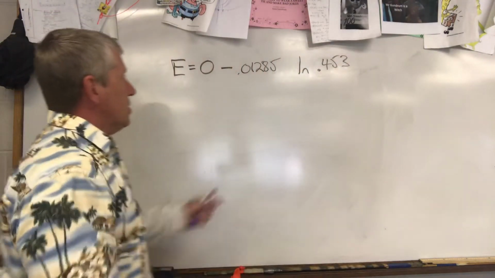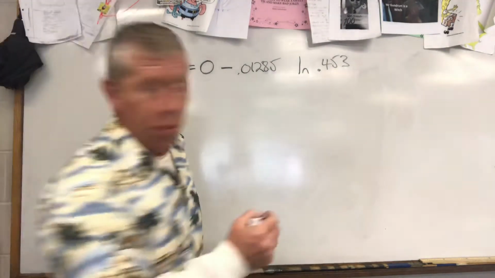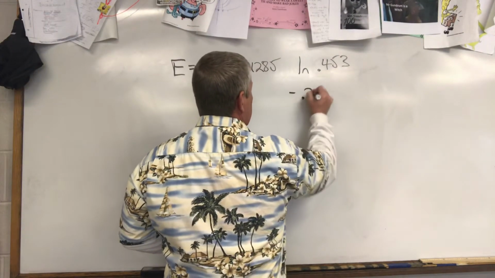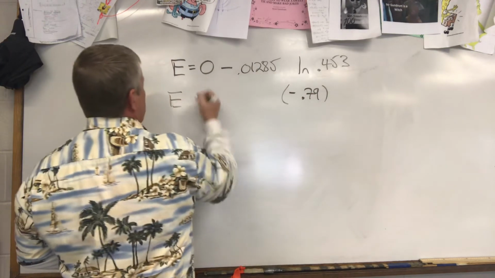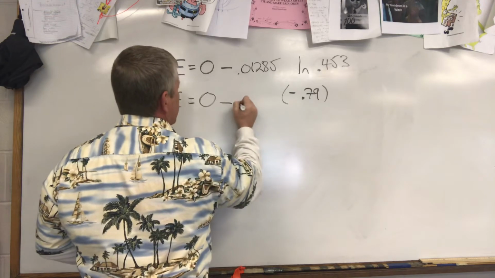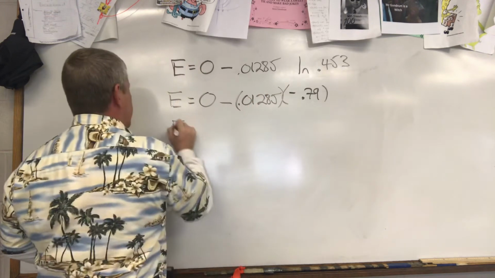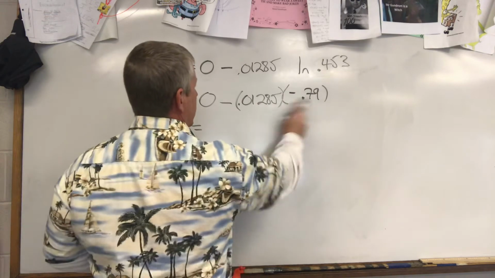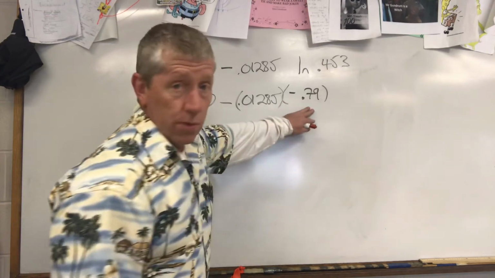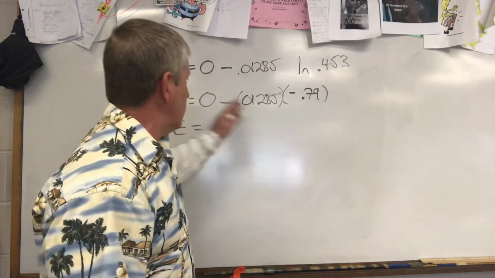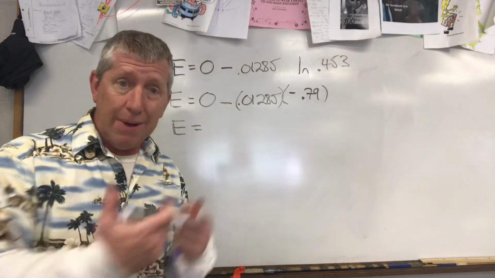Okay. All right, so natural log of that. Hit it. You get negative 0.79. So E equals 0 minus 0.01285 times negative 0.79. Now, this is a 0 minus a negative value. When you multiply the product here, you get a negative. Subtract the negative, gives you a positive. So you are going to get some voltage out of it. It makes sense.